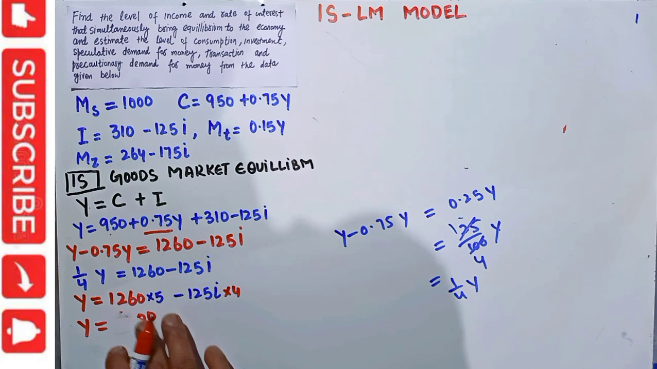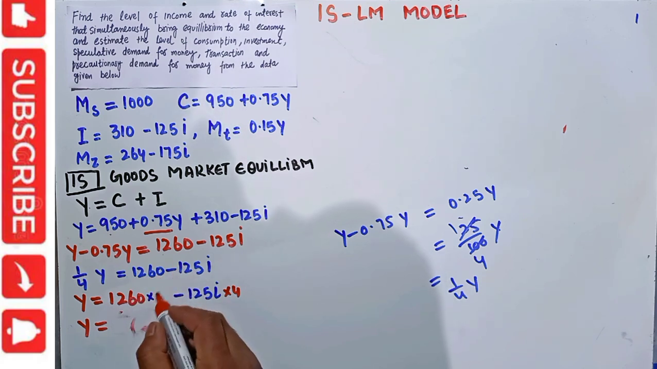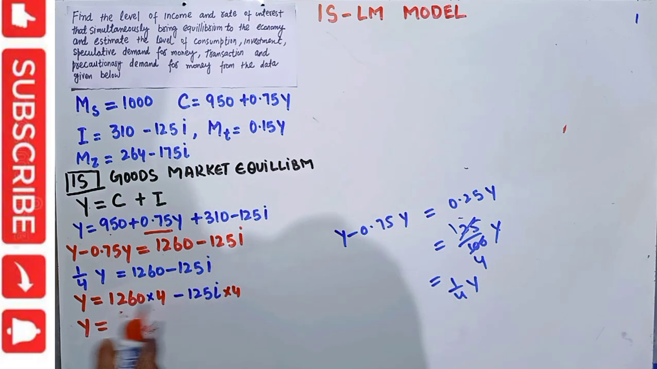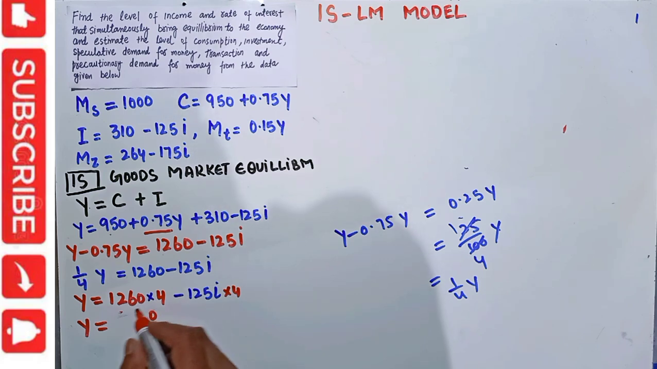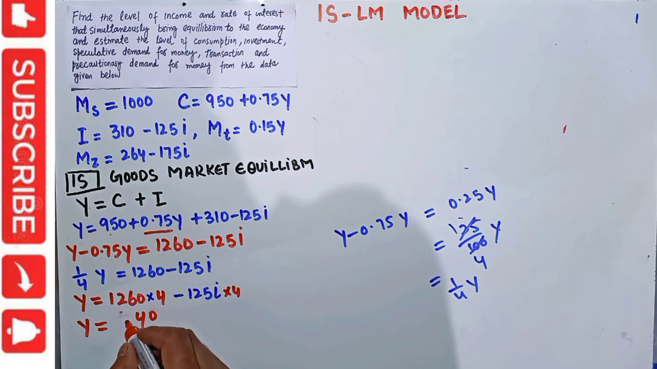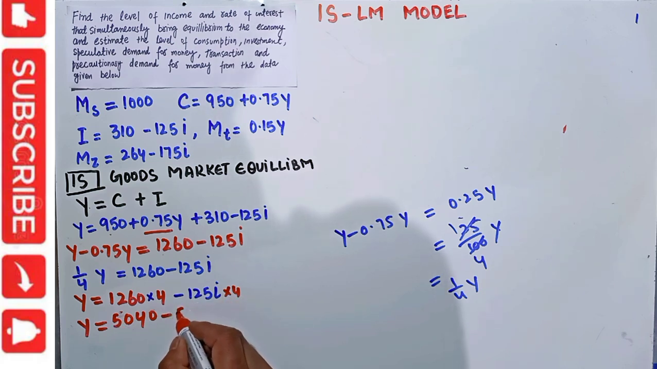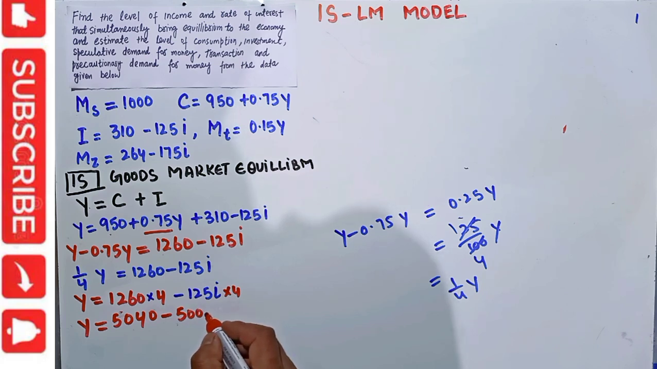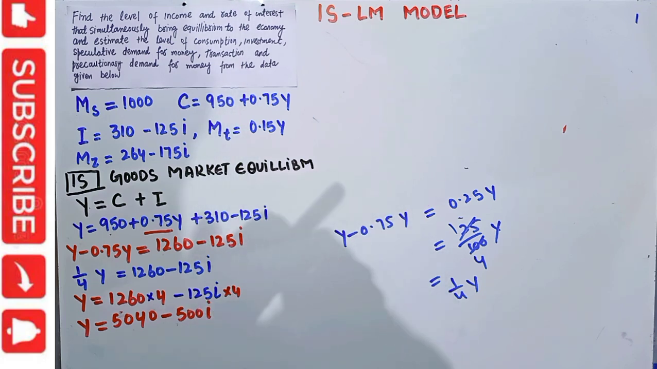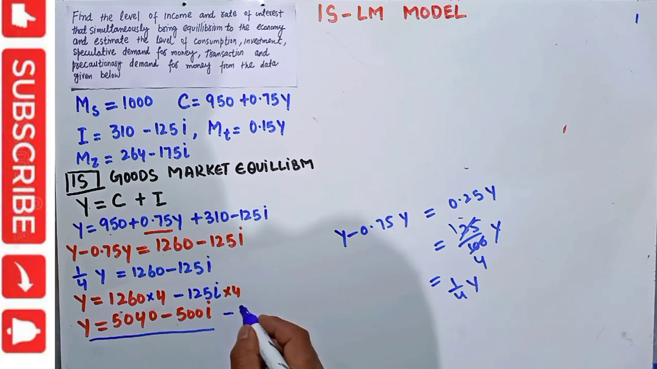Let me see if I am doing this right, here it is 4, sorry, because this 4 is being transposed. So 4 zeros are 0, 4 6s are 24, 4 2s are 8, plus 2 is 10, then we have 4 ones are 4, that is 5. So 5040 minus 125 into 4, it will become 500. Okay, this is actually our IS function. Let us say this is equation first, and this is our IS curve.